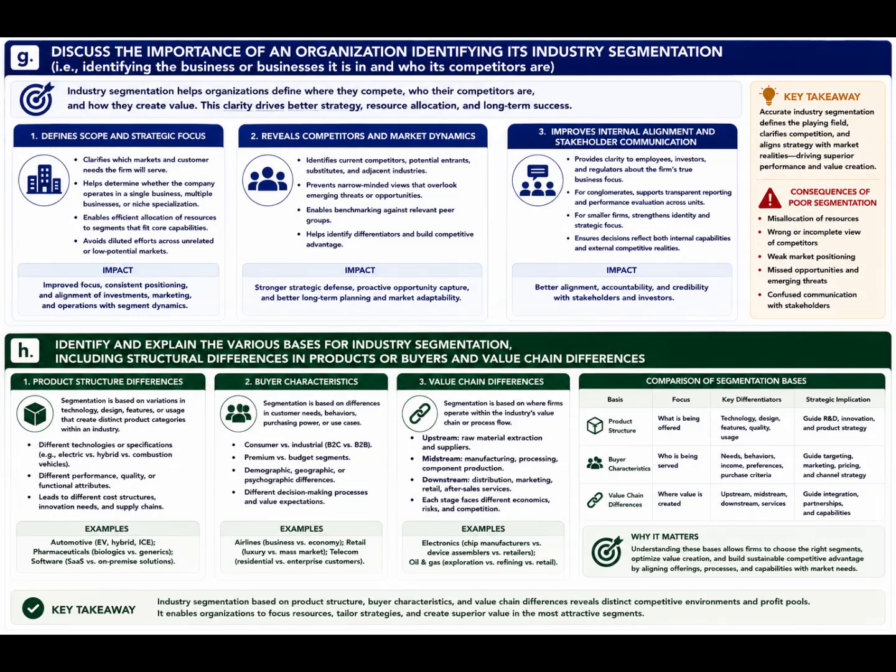Another important basis for segmentation involves value chain differences, including sourcing, production processes, distribution systems, and after-sales service models. Some segments may rely heavily on digital platforms, while others depend on physical retail networks. Variations in logistics complexity or supplier relationships can create distinct cost drivers and competitive dynamics. Recognizing value chain differences helps firms identify opportunities for cost advantages, differentiation, or strategic partnerships within specific segments.